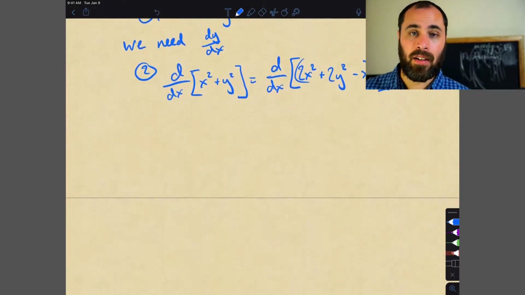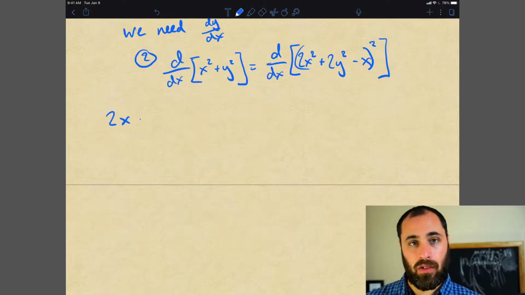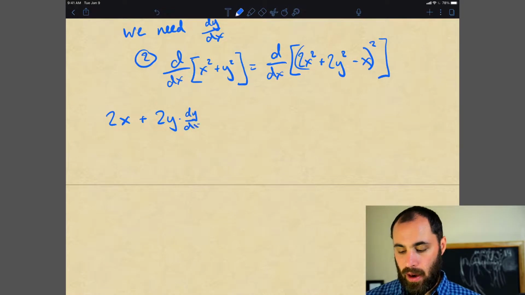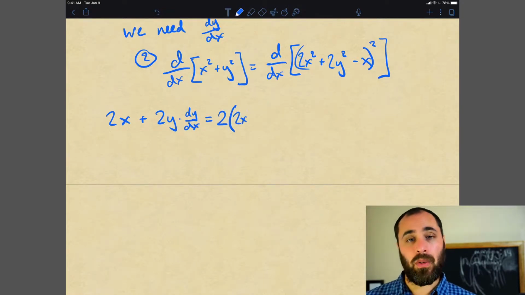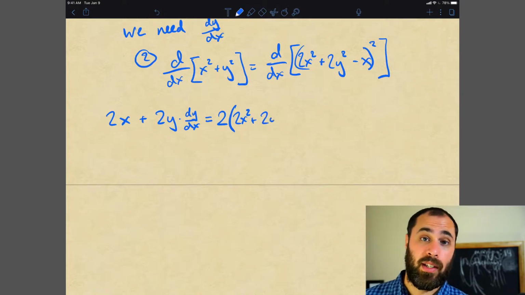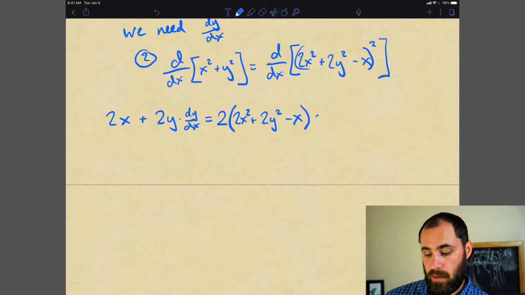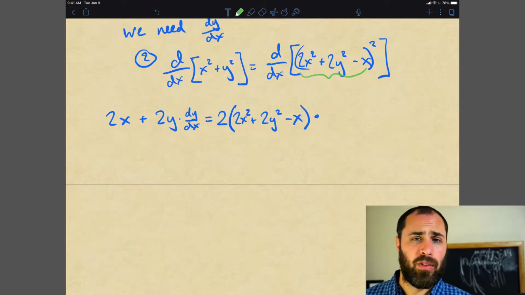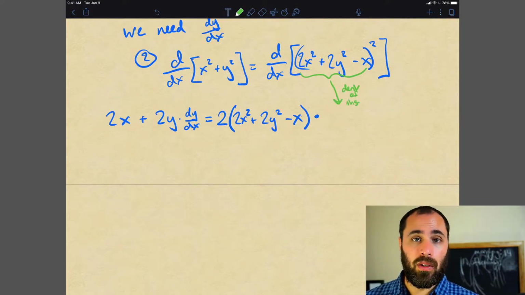The left-hand side, well, we've already done something that looks just like this. So the derivative there is 2x plus 2y times dy/dx. And on the right-hand side, we need to use the chain rule. So we'll use the power rule. This whole expression is raised to the second power, so we'll bring the 2 out to the front. We've got 2 times that quantity on the inside. The power becomes 1, we don't need to write that. And then, as the chain rule dictates, we need to include the derivative of that whole inside expression.